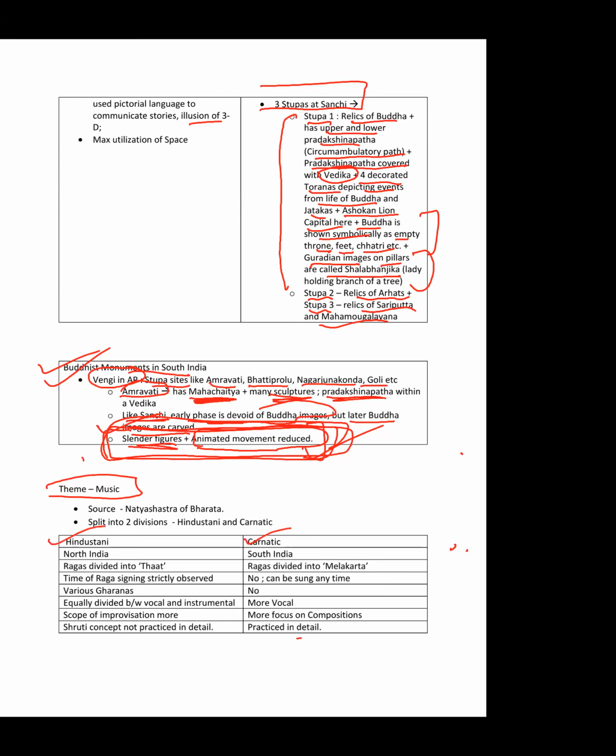Hindustani and Carnatic. The source is the Natya Shastra of Bharata. It split into 2 divisions somewhere around the 13th century CE, right? Hindustani and Carnatic music, North India, South India. Here the ragas are divided into That. Here the ragas are divided into Melakarta. Just remember this thing, right? Nothing more than that. Time of raga strictly observed.